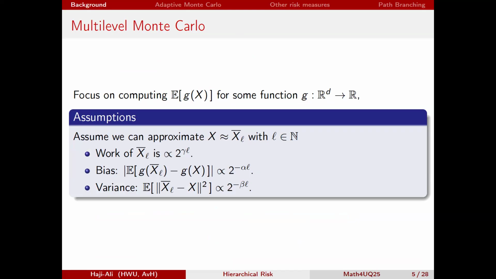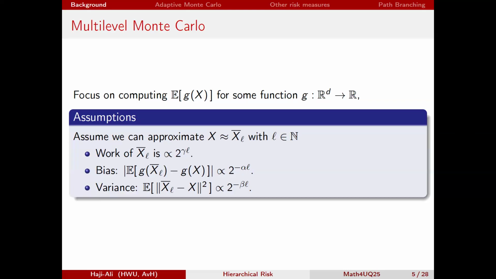So we have the work being of order 2 to the power gamma L for an X_L approximation of the random variable X. The usual bias when we compute any function G converges with rate alpha, as well as the variance. But here, the main difference from the previous presentations that I've seen is that I'm assuming the variance of the approximation X_L is converging with rate beta.